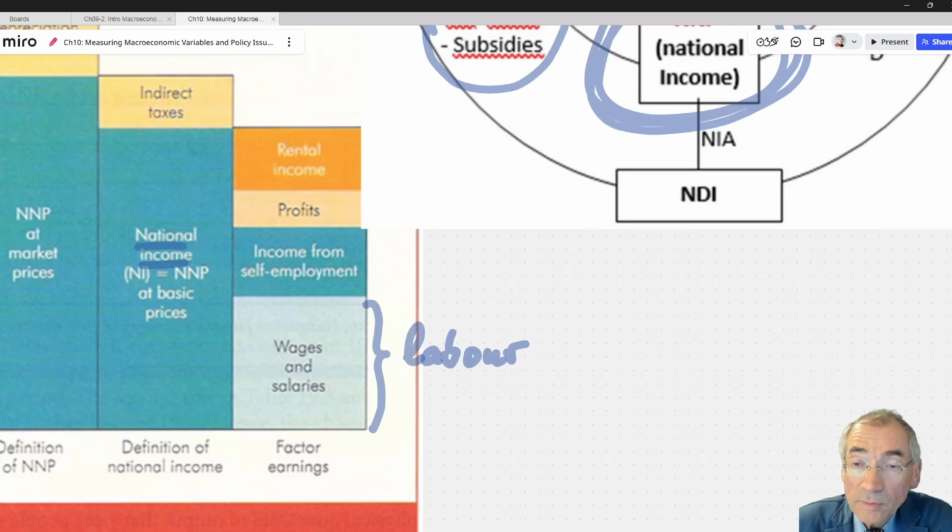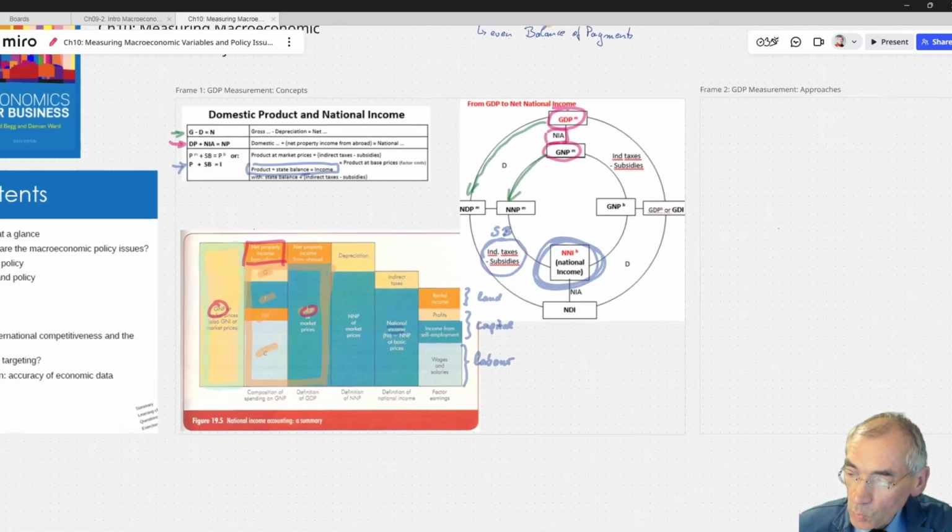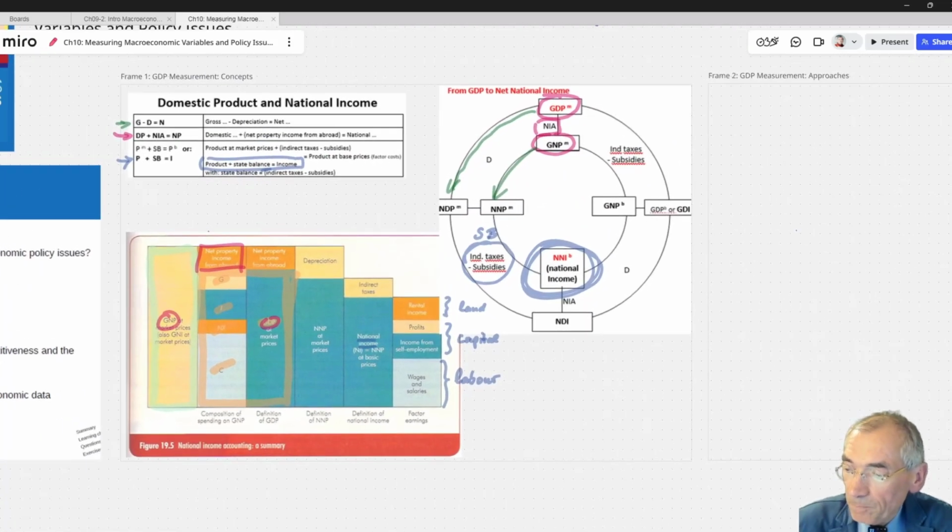Recall the production factors: labor, land, and capital. So the rental income obviously comes from the production factor land, and the profits and income from self-employment, dividends, and so on come from the production factor capital. And let's keep this in mind when we think about the income measure, the income approach, because this was what we call different concepts. Please feel free to try a bit whether you understand these different computations, the definitions.